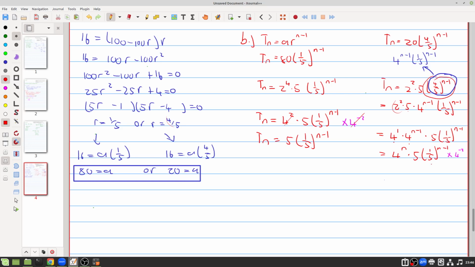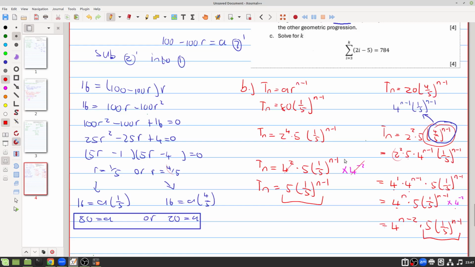Okay, and for this one, now if we multiply 4, bases are the same, we add the exponent. So n plus negative 2 is n minus 2. And then we've got 5 times 1 over 5 to the power n minus 1. But this is just the same as that. Okay, so we've shown that. So the one Tn formula is equal to 4 to the power n minus 2 times the other Tn formula. And now, so we've shown it.